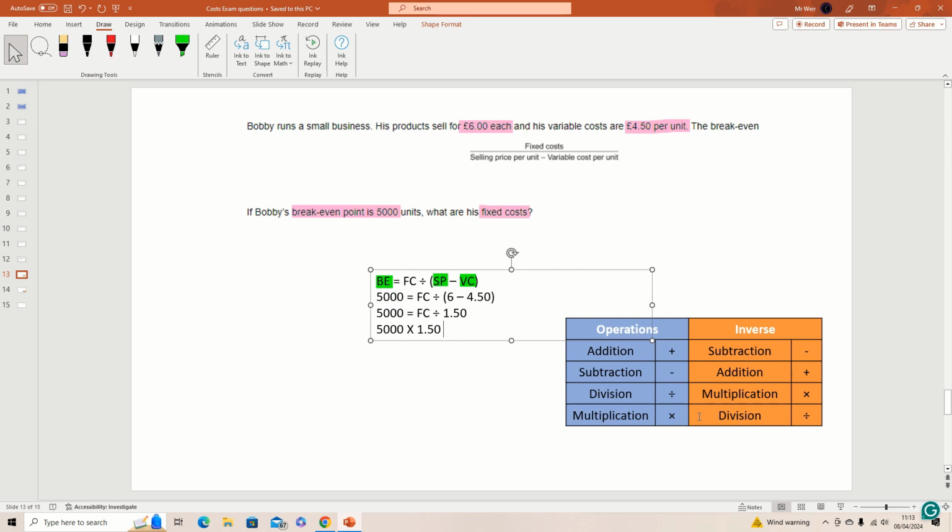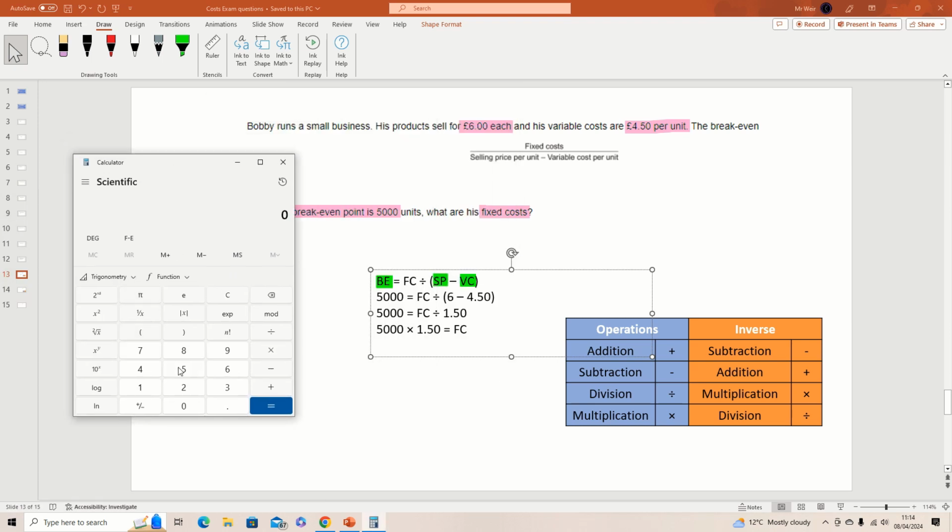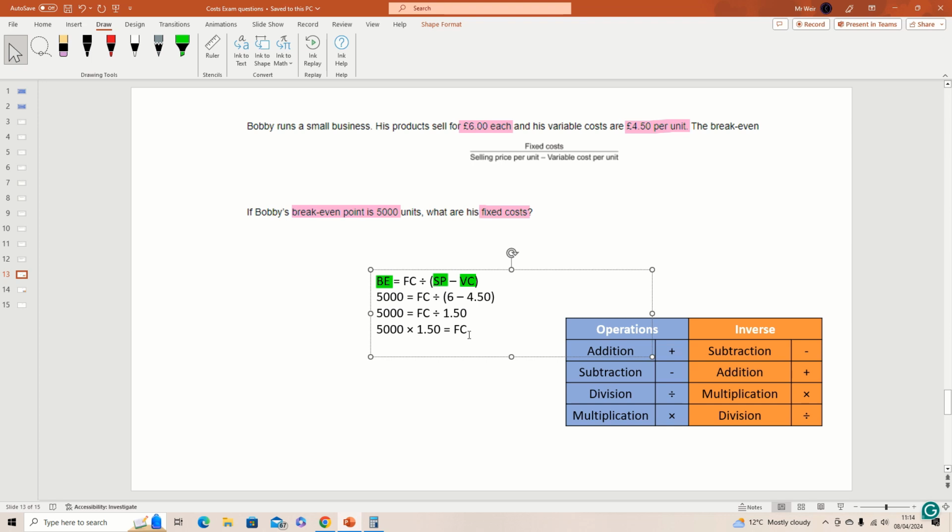Okay, and when we do that, it will be equal to FC. Just putting the correct multiplication in. Equals FC. So now we've got fixed costs on its own. We just have to work that particular sum out, which we're always going to use a calculator for because we don't want to get it wrong. So 5,000 times 1.5 is 7,500. So 7,500 is the fixed costs, which is what it asks us for in the question.